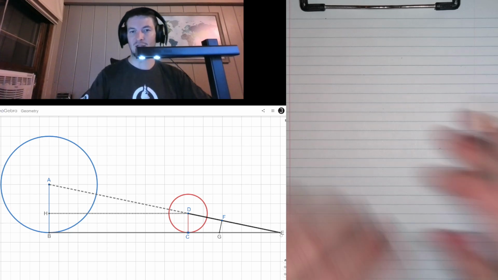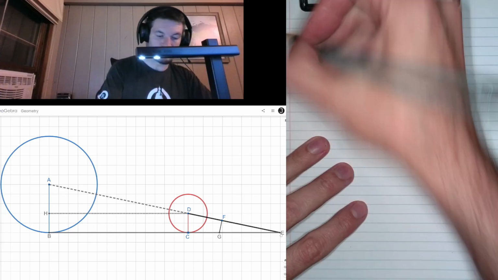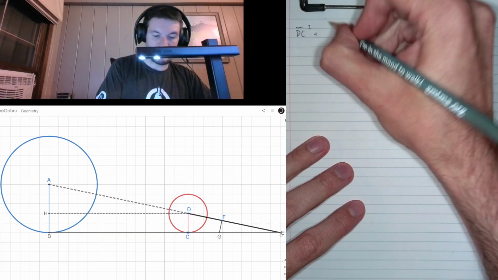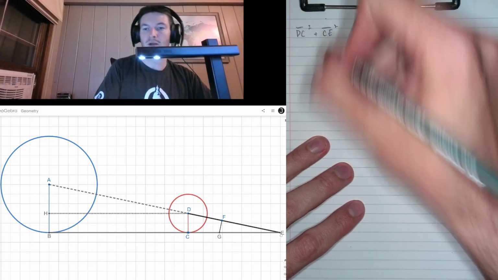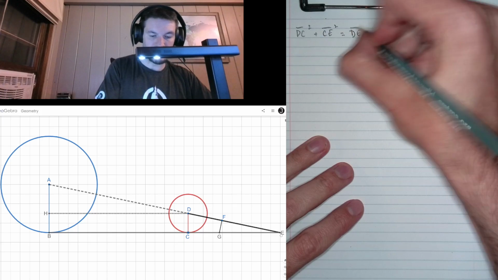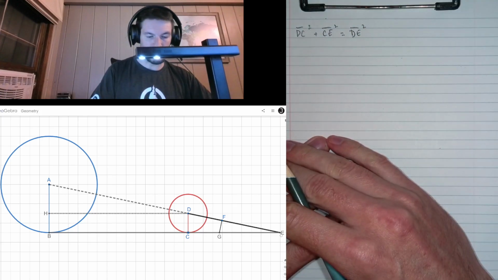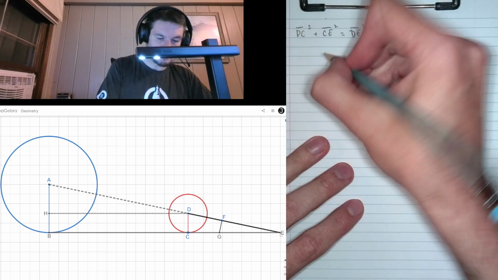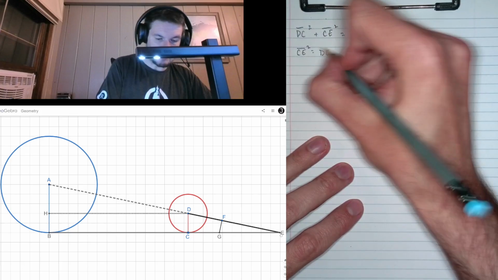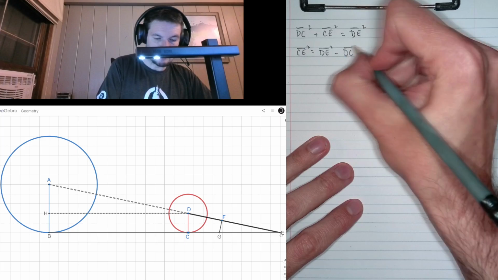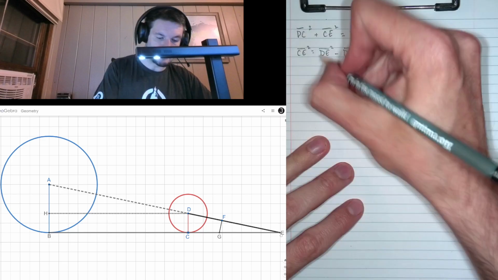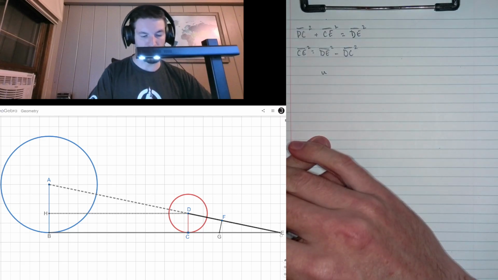So first we're going to get the length of CE with the Pythagorean theorem. We know that the length DC squared plus the length CE squared is equal to the hypotenuse DE squared. So if we move things over, we know that CE squared is equal to the difference between DE squared and DC squared. So what are these lengths? DE is U. We derived U moments ago.